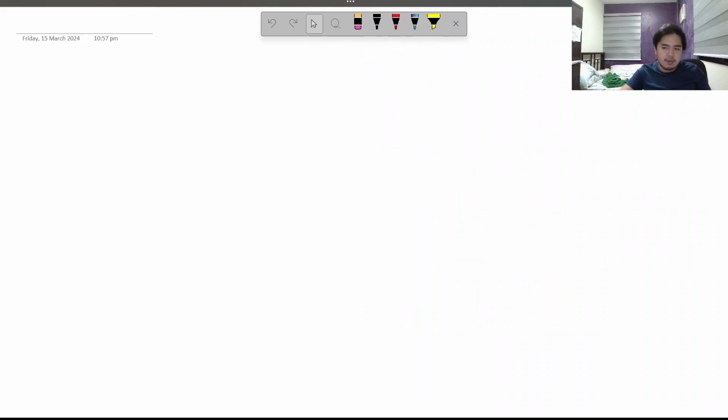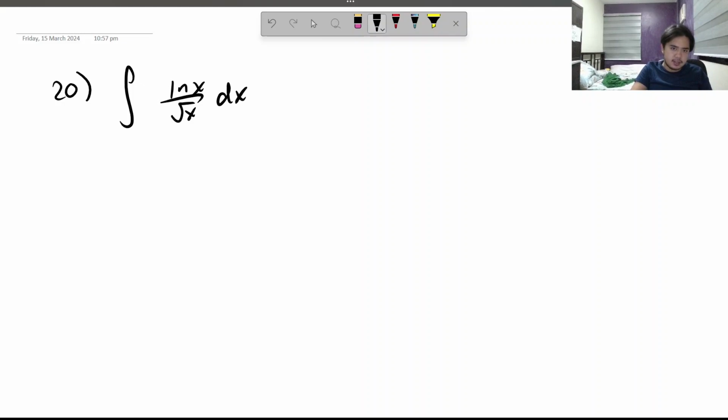Okay, now we proceed to the third part of this, which is integration by substitution. But not just any integration by substitution, it is advanced integration by substitution. So let us proceed to it. Question number 20. The integral of ln x over square root of x. Square root of x looks annoying. It looks out of place. I don't like it that much.